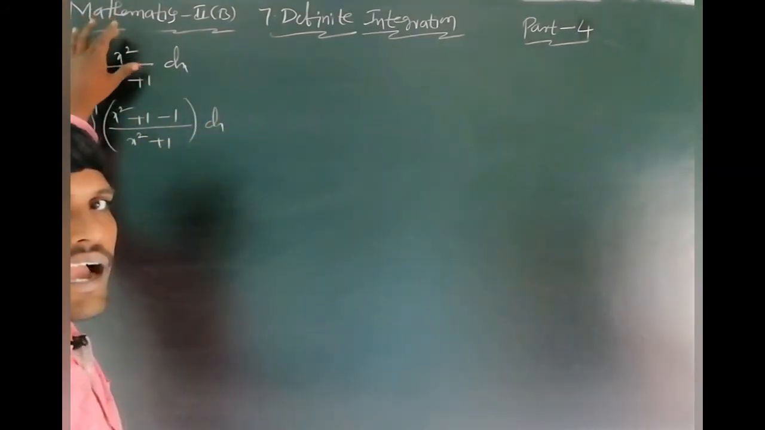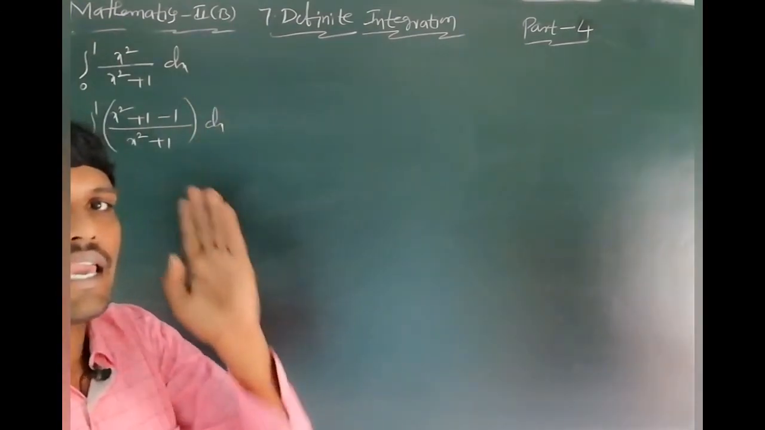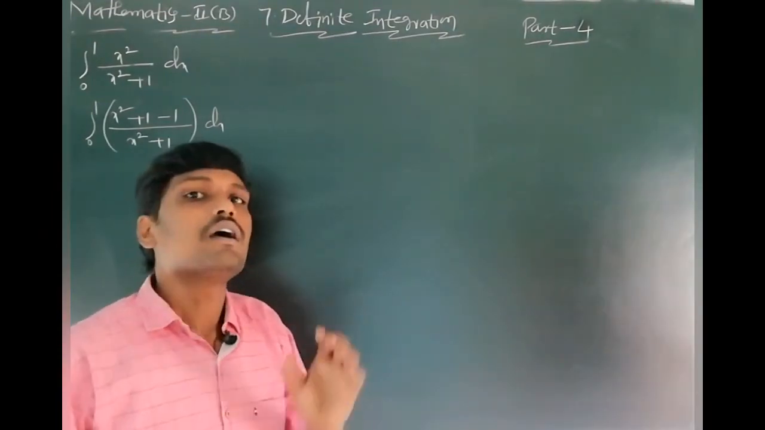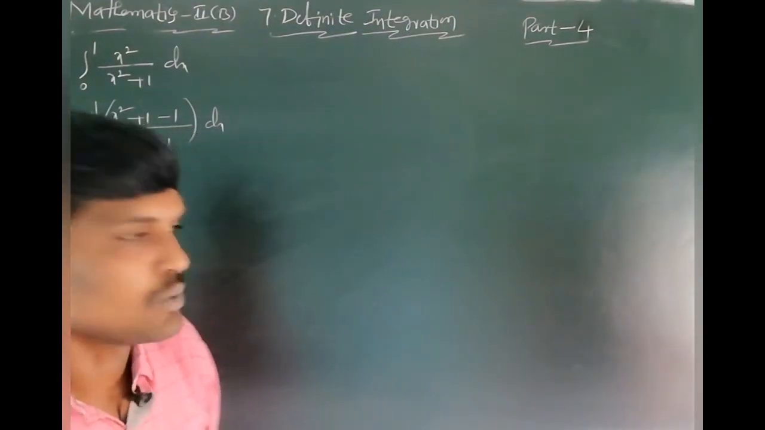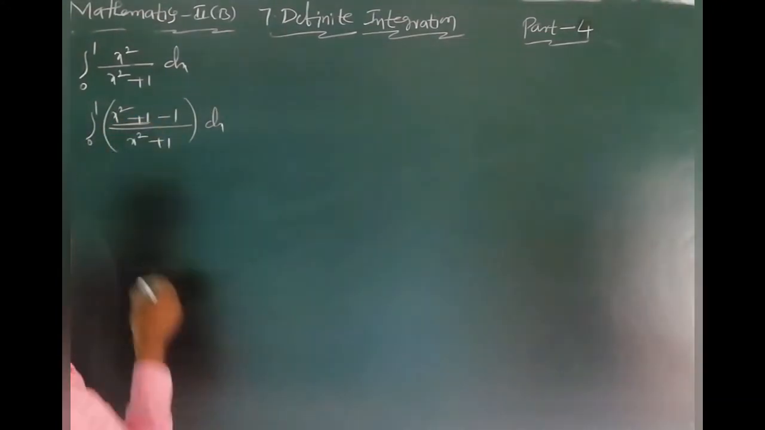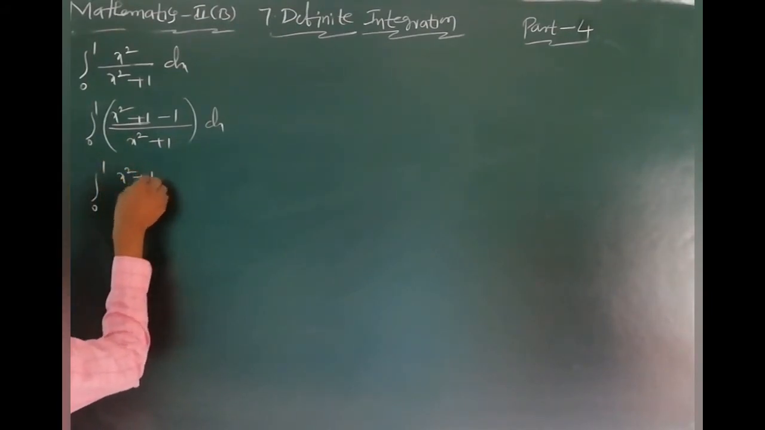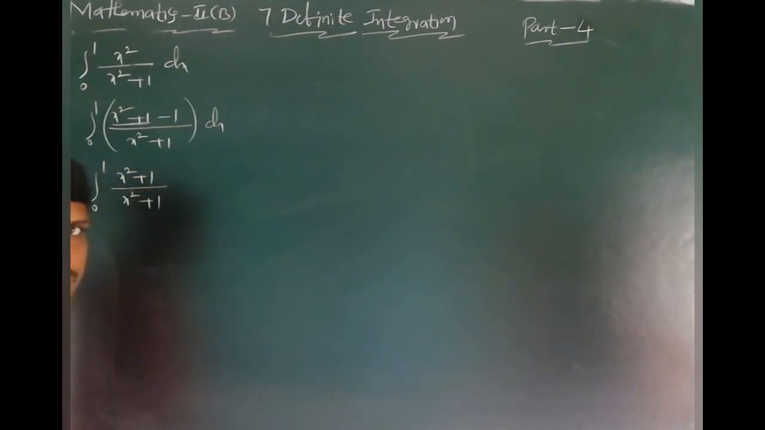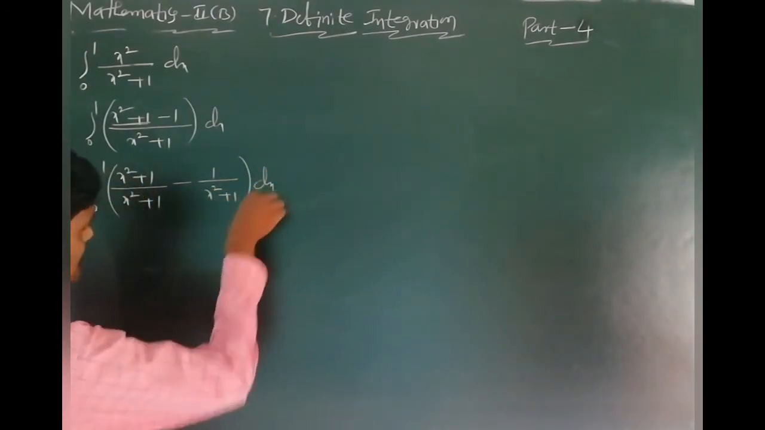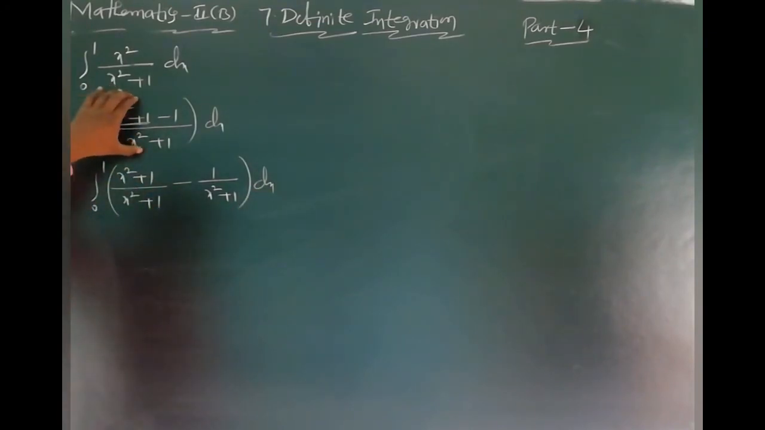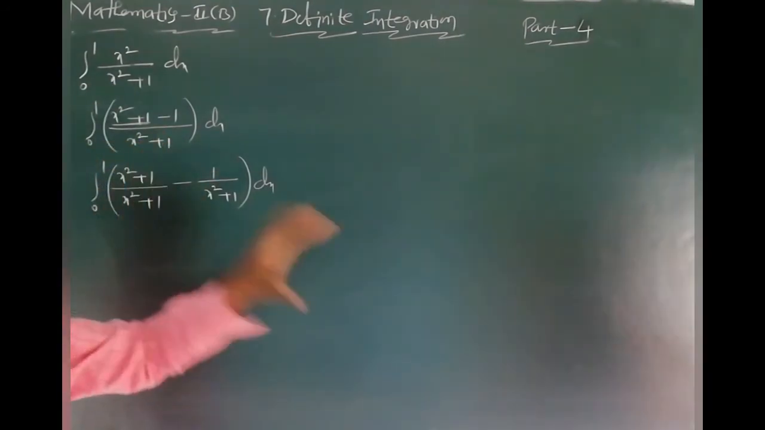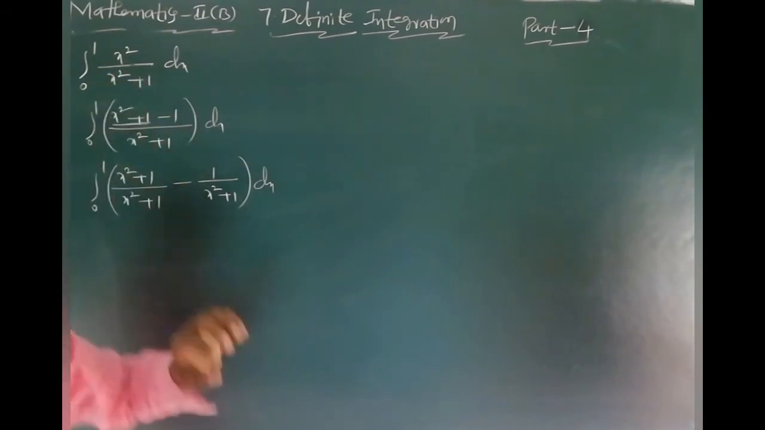Here numerator and denominator have the same degree. In this case, the denominator has plus 1, so you can add 1 and subtract 1. If minus 2 is there, you can add 2 and subtract 2. This way, after that, here x square plus 1 is one term, minus 1 is another term. Integral 0 to 1, x square plus 1 by x square plus 1 minus 1 by x square plus 1 whole dx. This is the separation of the numerator. Here x square plus 1 by x square plus 1 is the first term. 1 by x square plus 1 is the second term.